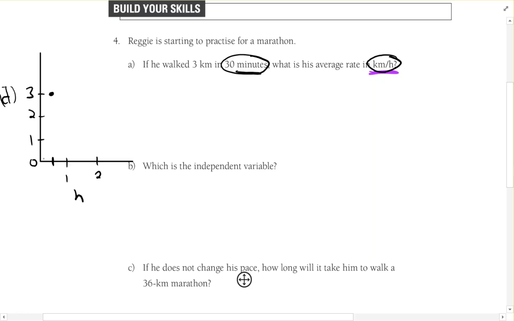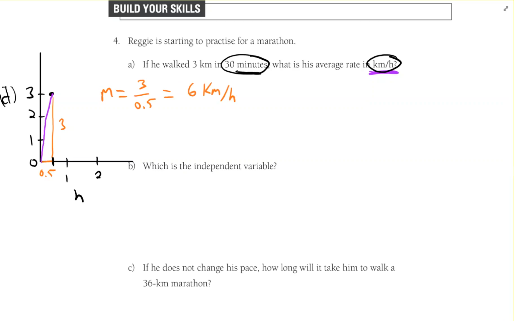So what you could do is just draw a line from there to there. So what we've really got here is that they're going 3 every 0.5. So if you want to figure this out, this would be a rise of 3 and a run of 0.5. So m would be equal to 3 over 0.5. If you put that in your calculator or you just know how to do it, that would be 6. So 6 kilometers per hour.